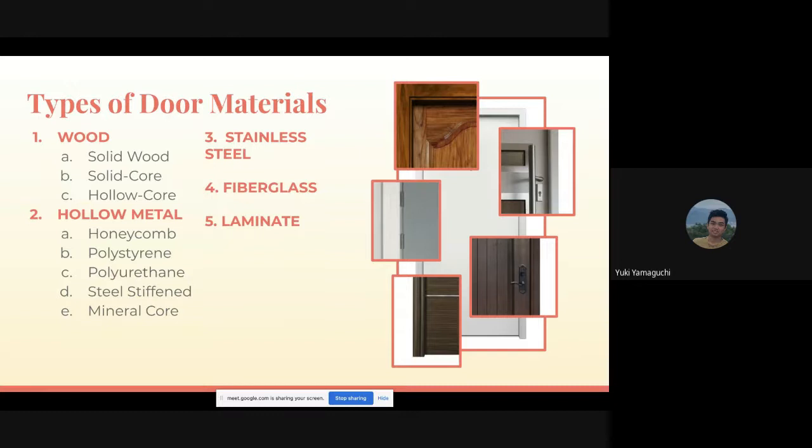So for types of door materials, we're gonna tackle 5 materials. First, we're gonna tackle wood, which has a subcategory of the core materials, as well as hollow metal, which has 5 core materials, and then stainless steel, fiberglass, and laminate doors.